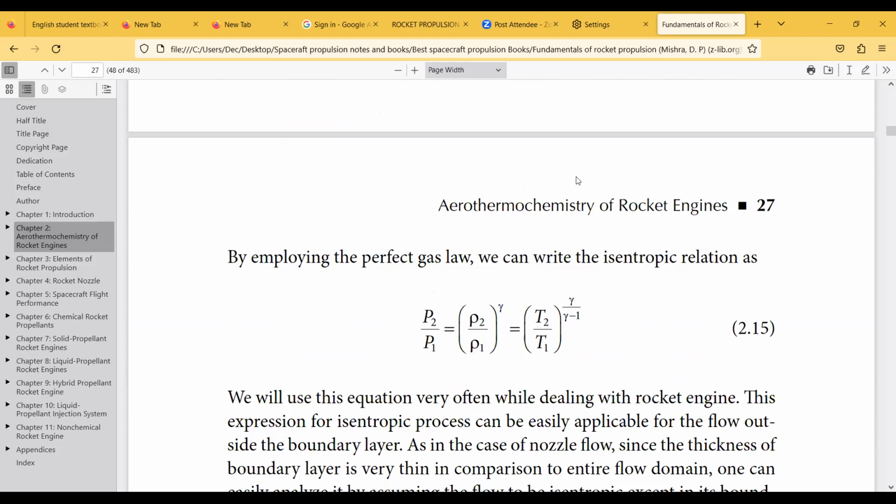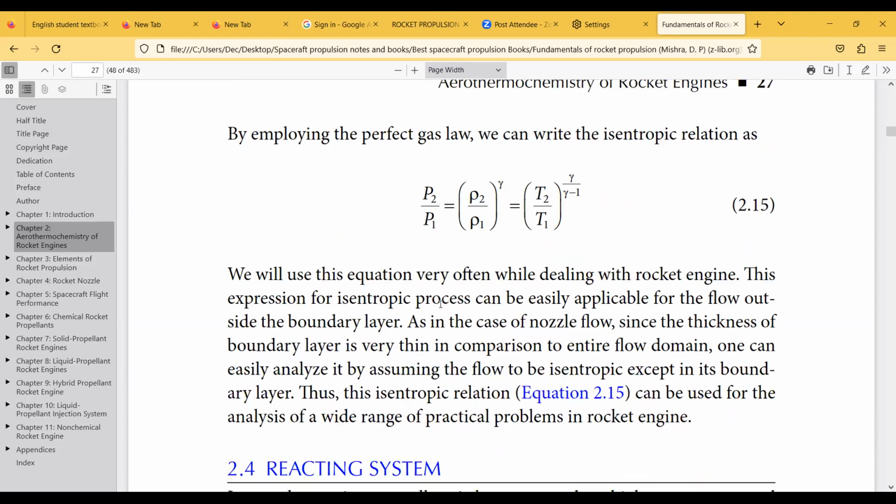And now let's define the pressure with density. Pressure 2 over pressure 1 is equal to density 2 over density 1 to the power of gamma, which means T2 over T1 to the power of gamma. So what is the relation between density and the temperature here? For example, density 2 over density 1 is equal to what, in terms of temperature, not pressure?